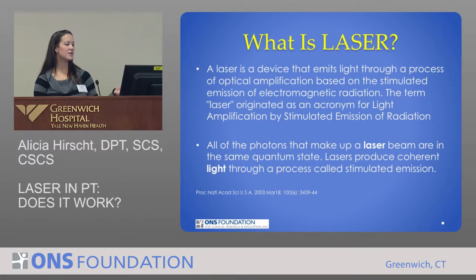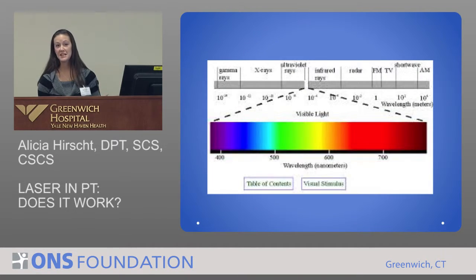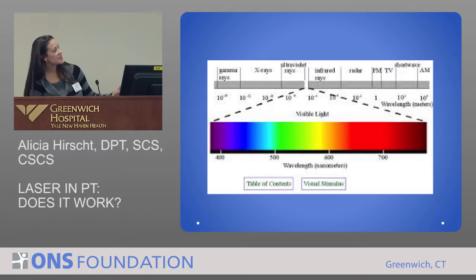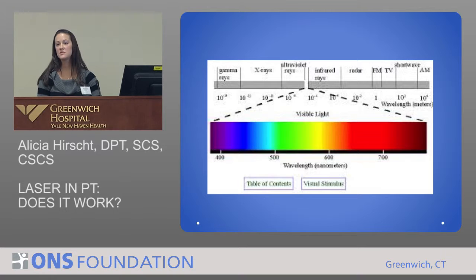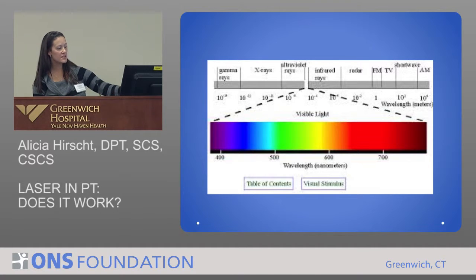So what is laser? Well, the term laser stands for light amplification by stimulated emission of radiation. And now that you know that, let's move on to the next slide, because that really doesn't mean anything to me. It basically is a form of light that tends to hang around 650 to 1,000 wavelengths, or nanometers. Most of the clinical cold lasers out there on the market are in the wavelengths of about 650 to 1,000, okay, which is why they're usually red.